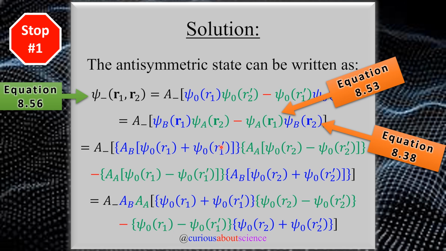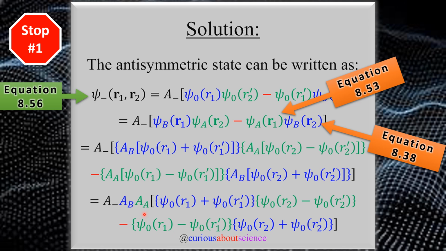8.53 and 8.38. And here 8.38 is the bonding, where we have a plus sign in between, and psi a is the antibonding, where we have a negative. And of course, if we plug them in all their jurisdictions and all their right places, color coding to match that, we see that we can factor out all the a's, so we get some new normalization factor.